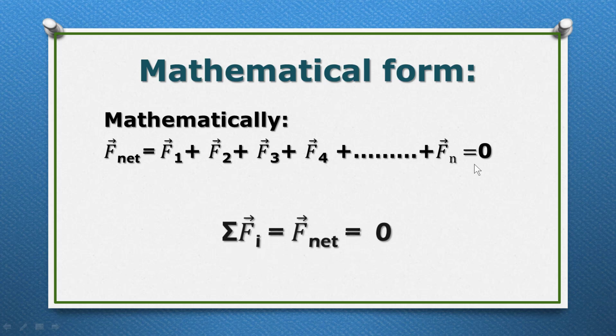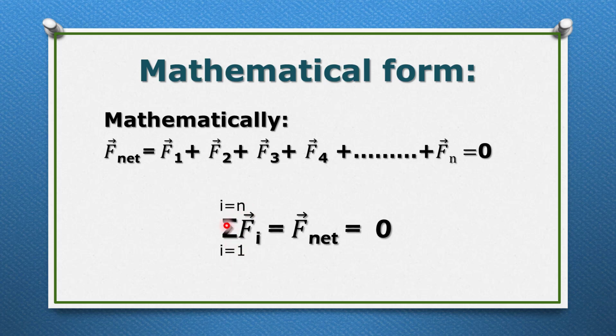We can write it in the form of summation as well. If we are writing F1 plus F2 plus F3 and so on, we can write it as a summation. This is the symbol of summation, summation Fi such that i is equal to 1 to i is equal to n. The summation sign means that if we expand this, we can write it as F1 plus F2 plus F3, and so on. We start from i is equal to 1 and end at i is equal to n.